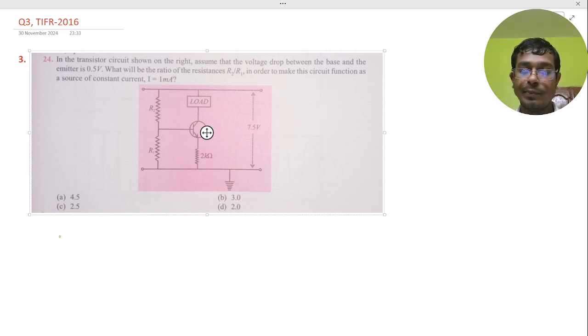Here it is given that the collector current is equal to 1 milliampere, nearly equal to the emitter current.